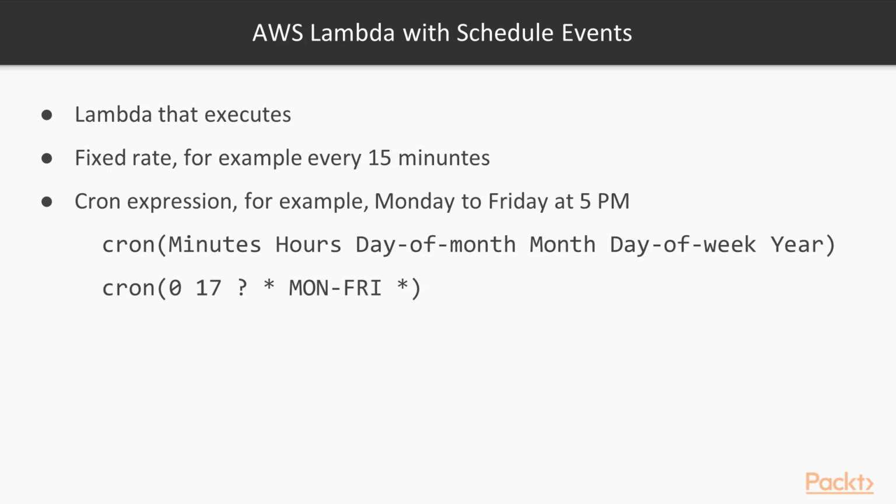So here is an example of how you define a cron expression. You put the minutes, the hour, the day of the month, the month, the day of the week, and the year, and you can have some different wildcards to set this up. So for example, at minute zero, at 17 hours, it doesn't matter the day of the month, it doesn't matter the month, execute from Monday to Friday during all year round. And that's how you build a cron expression. You can find more of this in the AWS documentation.